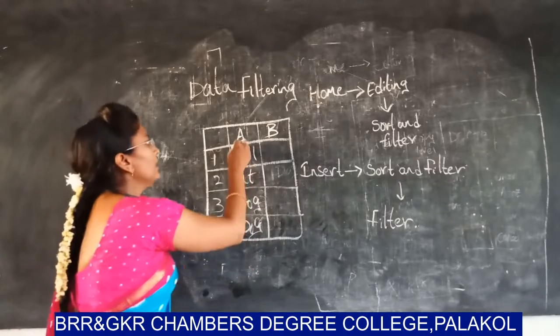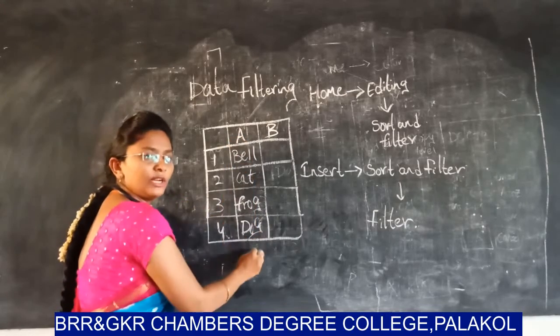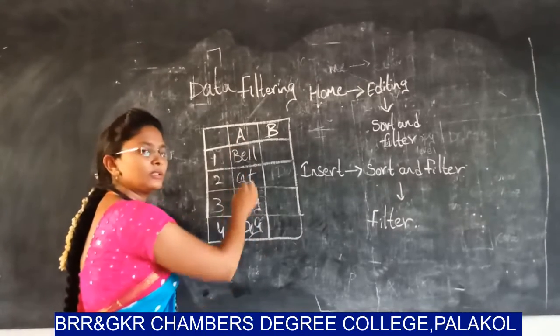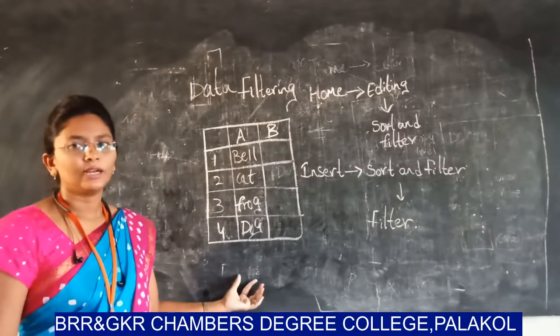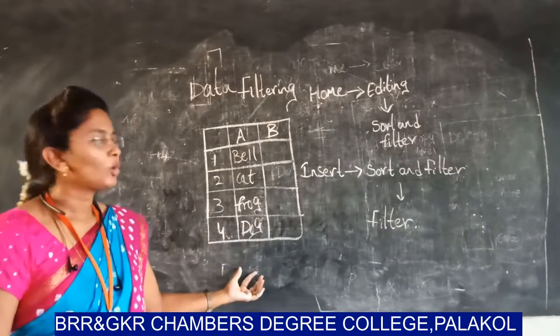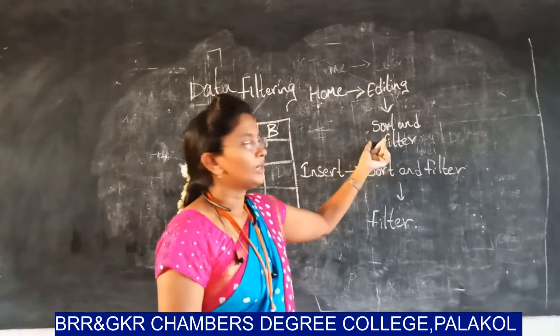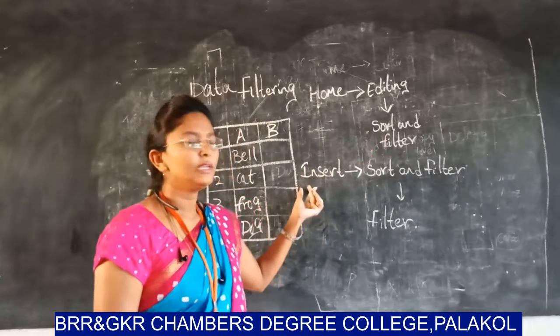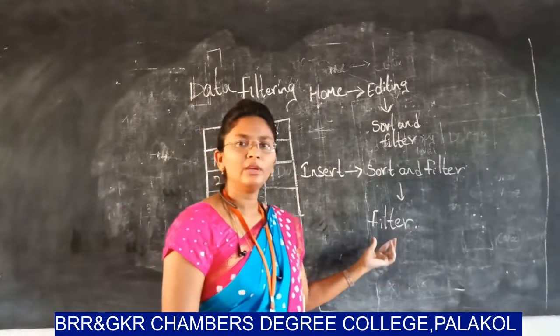After entering the data, please select the A1 cell and drag towards the downward direction. If you drag towards the downward direction, then the data is selected. After selecting the data, click on either the home button, editing group, sort and filter option, or the second way, insert, sort and filter option, and then go for the filter option.